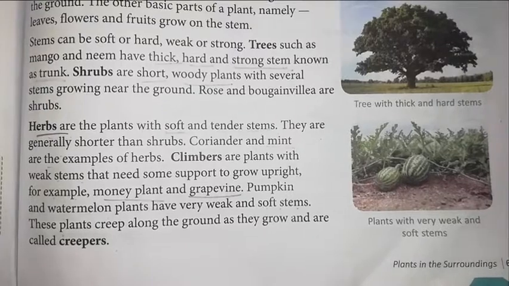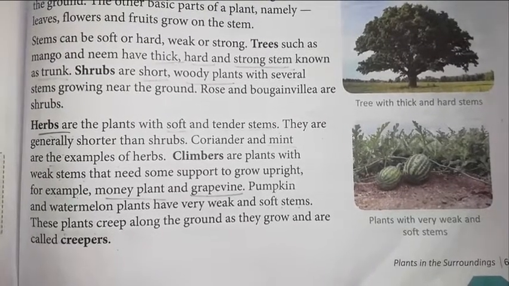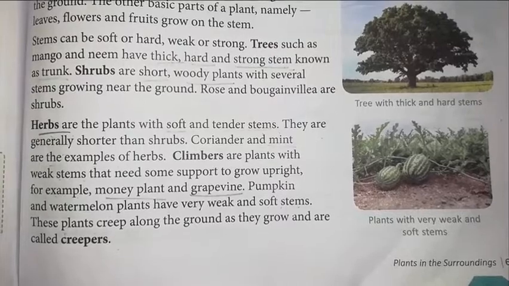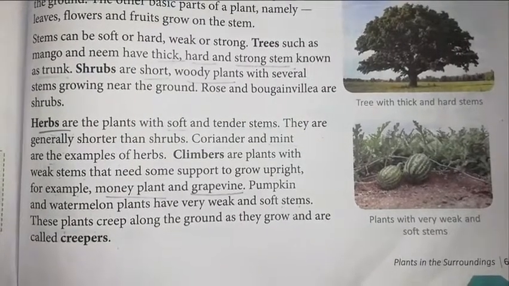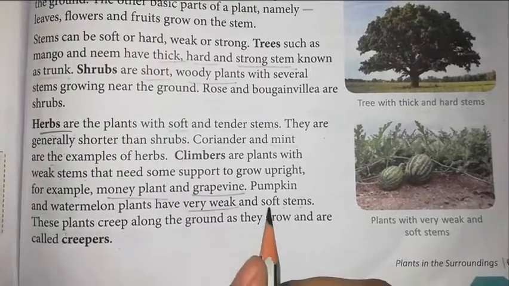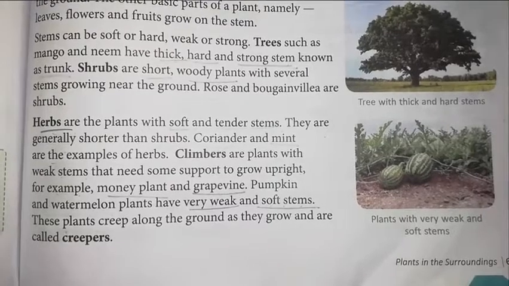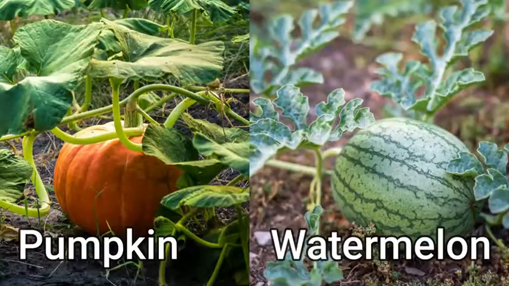Creepers are plants that grow and spread on the ground. They have very weak and soft stems. Some examples are pumpkin and watermelon.